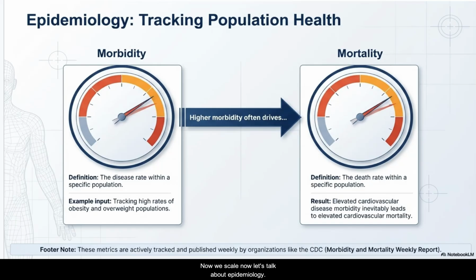Now let's talk about epidemiology. We track 2 main metrics, morbidity and mortality. What is the difference between these two? Morbidity is the disease rate within a population. For example, tracking obesity levels. Mortality is the death rate. It is important to note that a higher morbidity often drives mortality. For instance, higher rates of obesity inevitably will lead to elevated cardiovascular mortality. So they're different but connected.